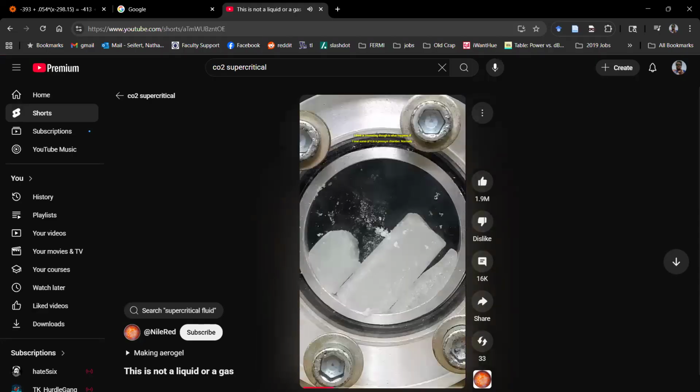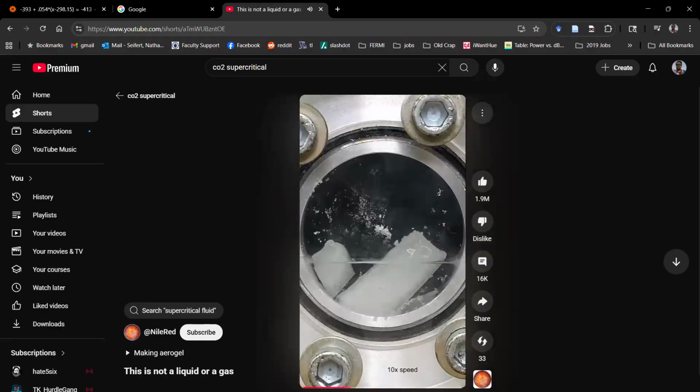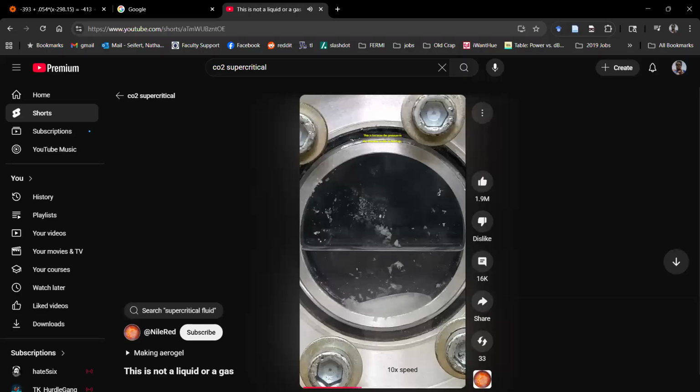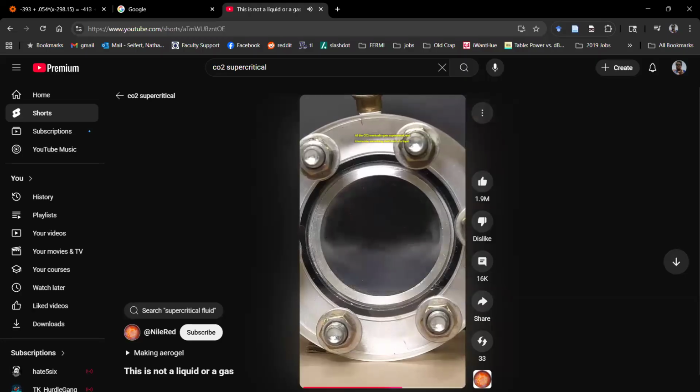Right, so he's got this sealed container here of CO2, and he's going to heat it up at 10x speed. You'll see again it melts. The pressure is starting to build inside of this. The temperature is rising, the pressure is rising. There's a clear meniscus, meaning there's two layers here, gas and liquid. All right, then he'll hit that special temperature and watch what happens to the meniscus. It boils, there's a small murkiness, and then suddenly there's only one phase.